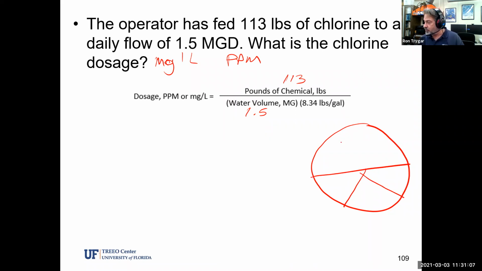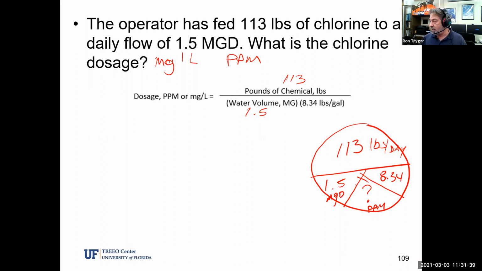So we've got our pounds of chemical, 113. This is pounds per day. And we treated 1.5 million gallons a day. And the number that we're trying to solve is right here. This is the ppm. And we always know 8.34. Again, our friendly constant that's with us on this is 8.34. We always know that that's in there.